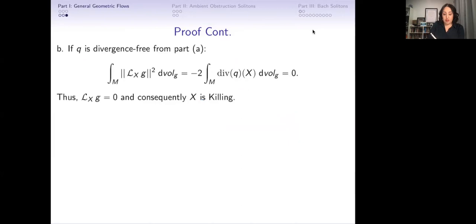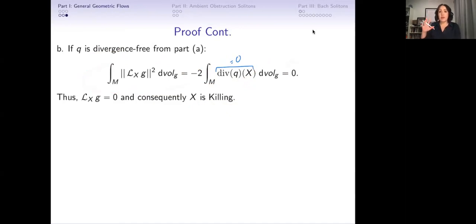If q is divergence free, that means that the divergence of q is equal to 0. So from part A, I know that this term on the left equals this term on the right. But since q is divergence free, this term equals 0. So consequently, I get that the integral of the norm squared equals 0. But what this means is that my Lie derivative itself equals 0. And consequently, x is a Killing field.